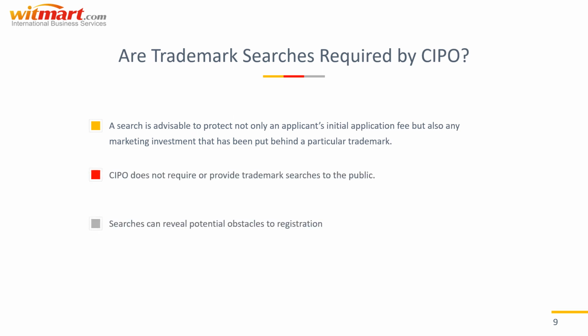Naturally, a search is advisable to protect not only an applicant's initial application fee, but also any marketing investment that has been put behind a particular trademark. That said, CIPO does not require or provide trademark searches to the public. If an applicant can see a registrant with a very similar trademark, they may want to rebrand while they still can. The importance of searches cannot be overstated. Searches can reveal potential obstacles to registration, whether likelihood of confusion or other potential issues.